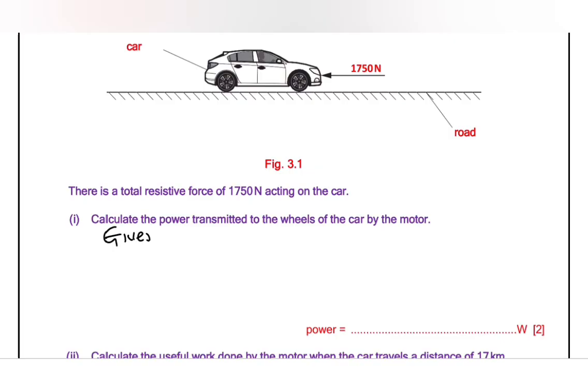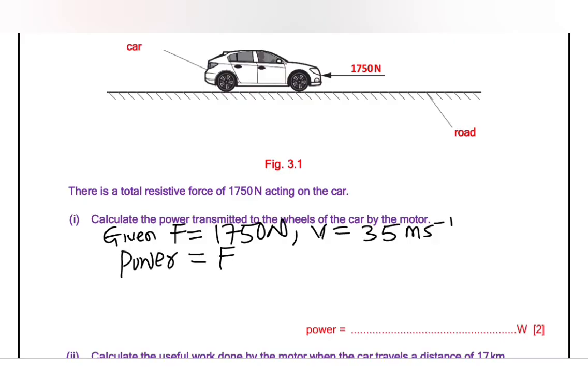Given force equals 1,750 newtons, and we have the magnitude of velocity, which is the speed, equals 35 meters per second. Now I want to find the power. Power is equal to force multiplied by velocity.